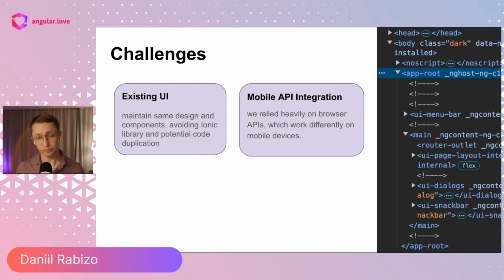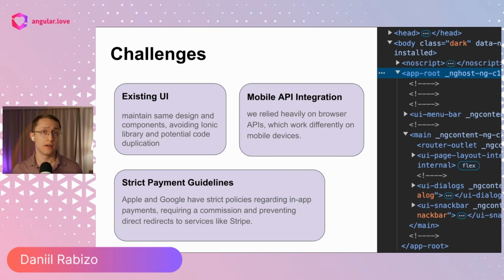And at the very end, also, there are very strict payment guidelines in the App Store and Google Play, because Apple and Google want to take commission from each payment for your application. And if you try to somehow bypass their payment guidelines, for example, redirect to another payment provider, you're going to be blocked forever at the App Store with this bundle ID. So it's illegal, straight to jail for this at the App Store.